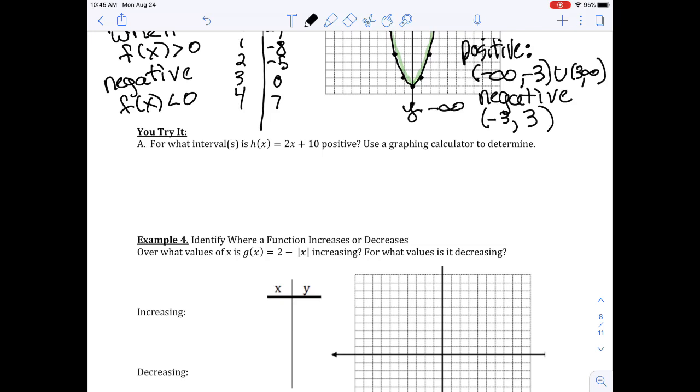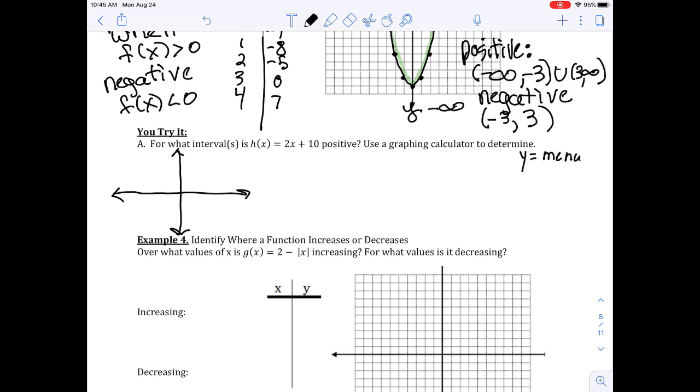For what interval is h of x equals 2x plus 10 positive? Use a graphing calculator to determine. So I'm going to go to my graphing calculator, and I'm going to type in, I know you can't see what I'm doing, but I'm typing in 2x plus 10 under the y equals. Now, if you don't have a graphing calculator, you will have to draw your own grid. You will have to produce your own t-chart, and you will have to plot some points to get a picture of it. So I went ahead and typed it into the y equals menu.